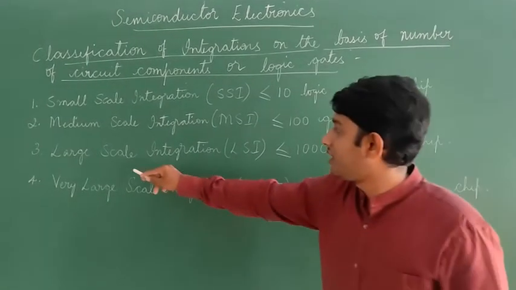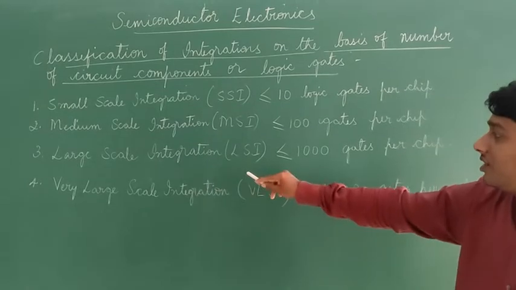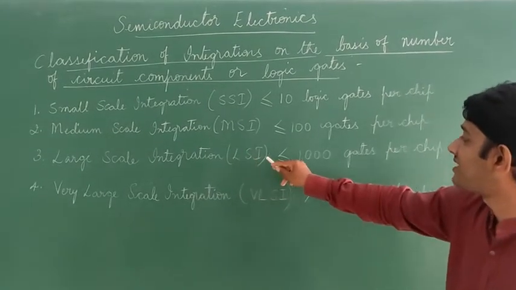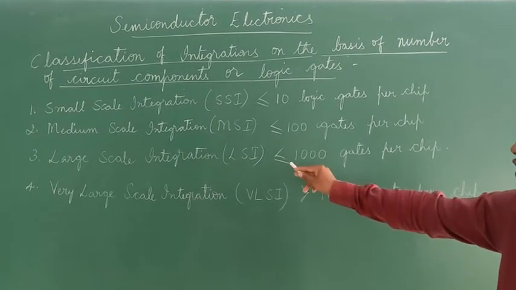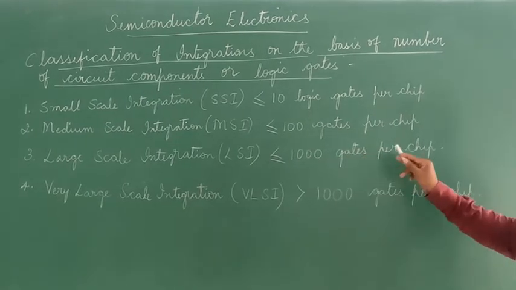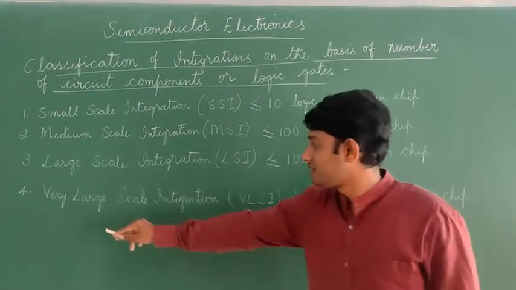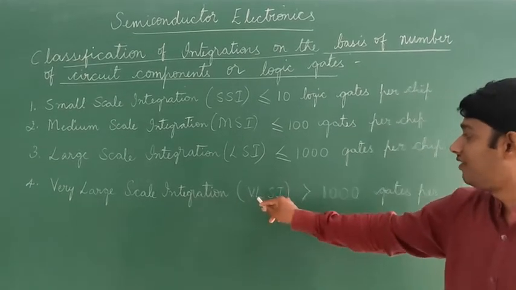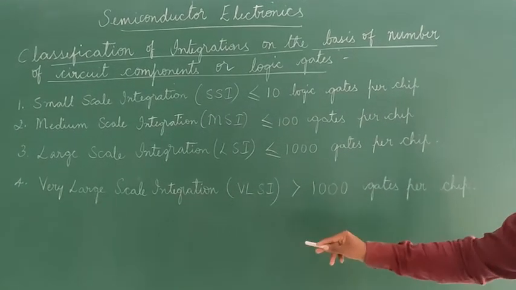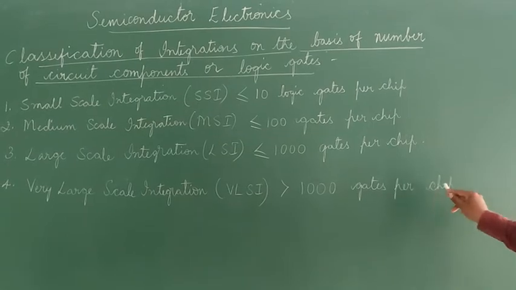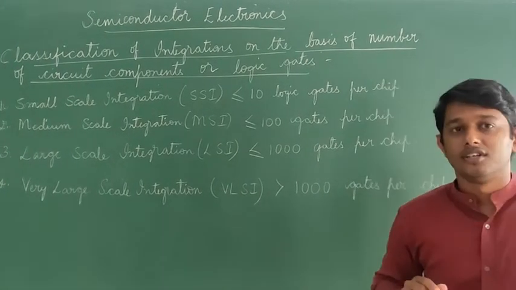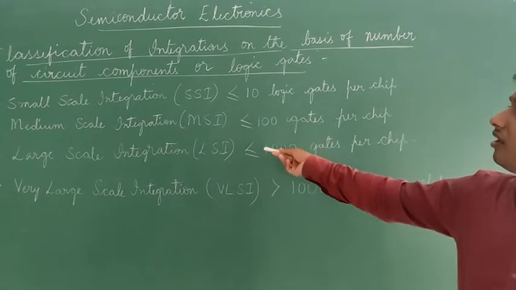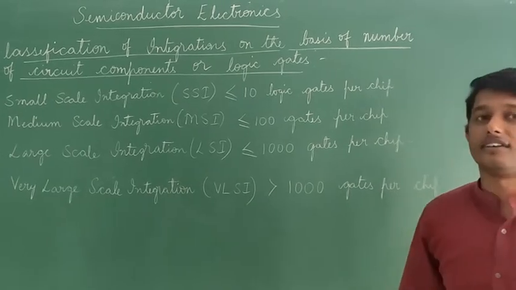The next one is large scale integration, which is called as LSI, which is lesser than or equal to 1000 gates per chip. The last one is very large scale integration, which is called as VLSI, which is greater than 1000 gates per chip. So this is the end of this chapter, Semiconductor Electronics.